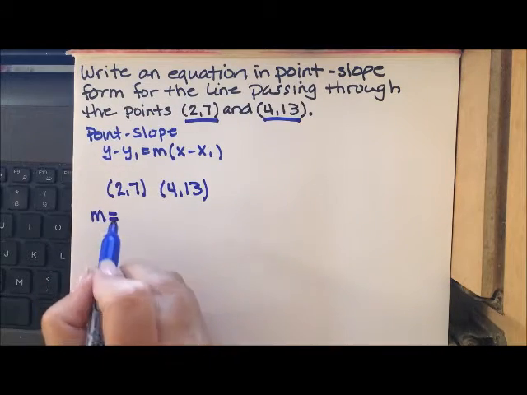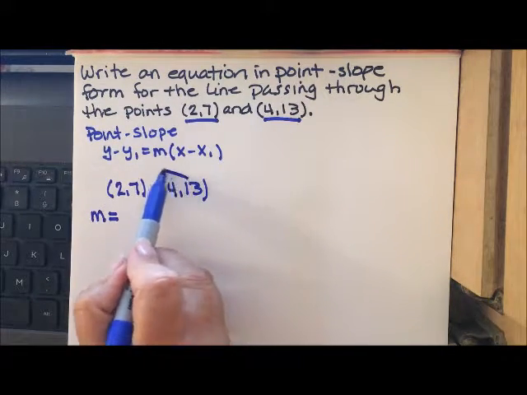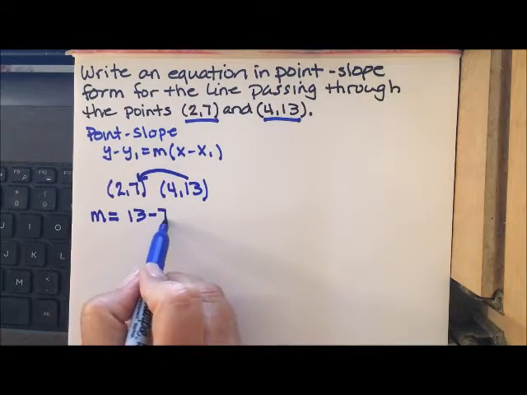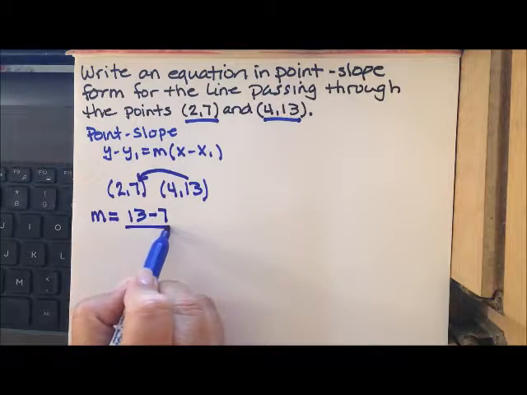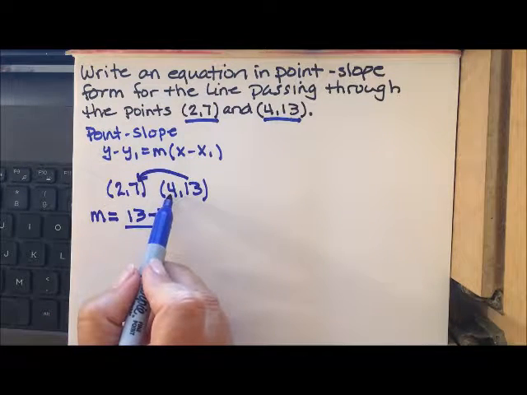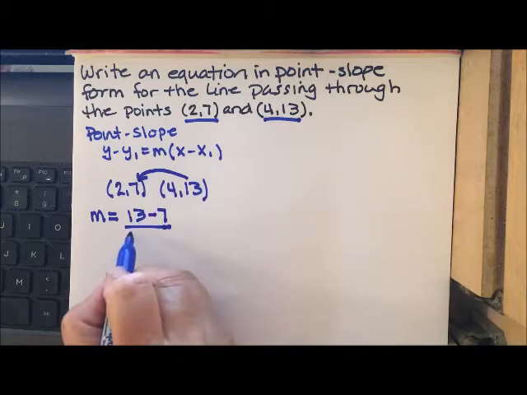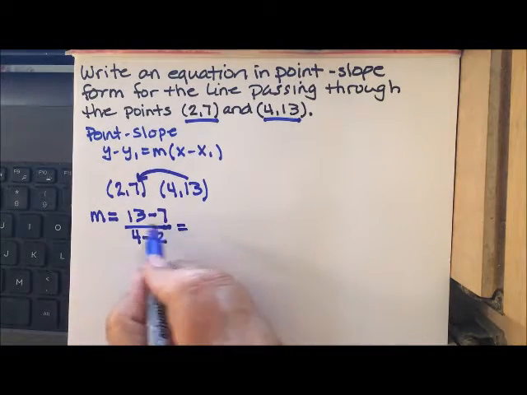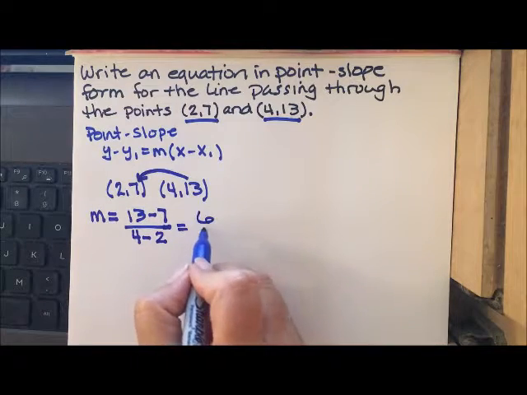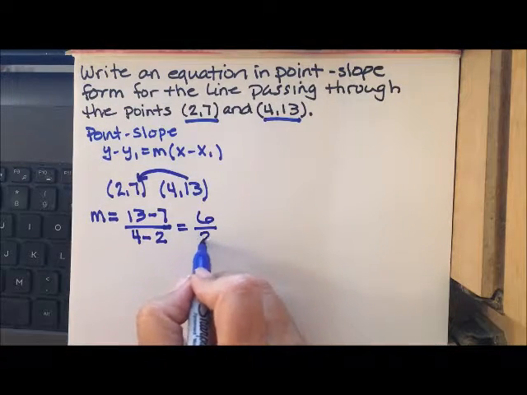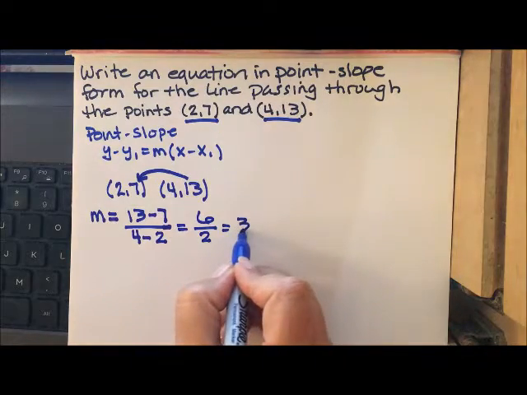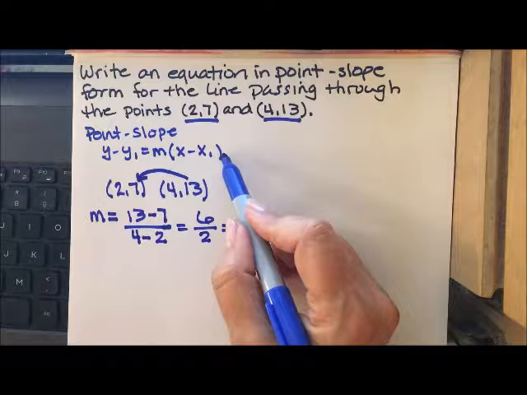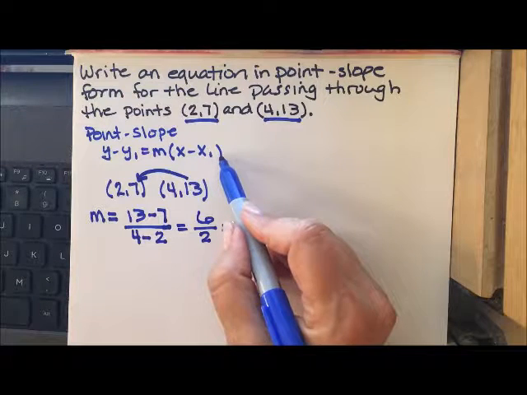So in this case, if you'll recall, m is the first point for y, 13, minus the second point for y, over the second x minus the first x. So in this case, 13 minus 7 is 6, and 4 minus 2 is 2, and we can simplify that to 3. So now we're going to go back to our point slope form.